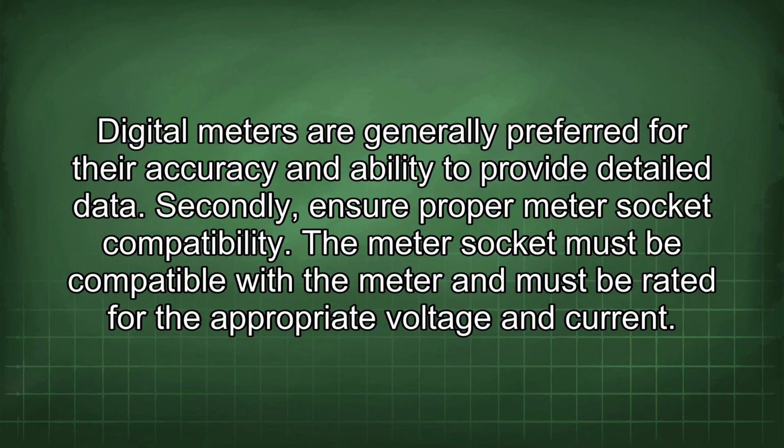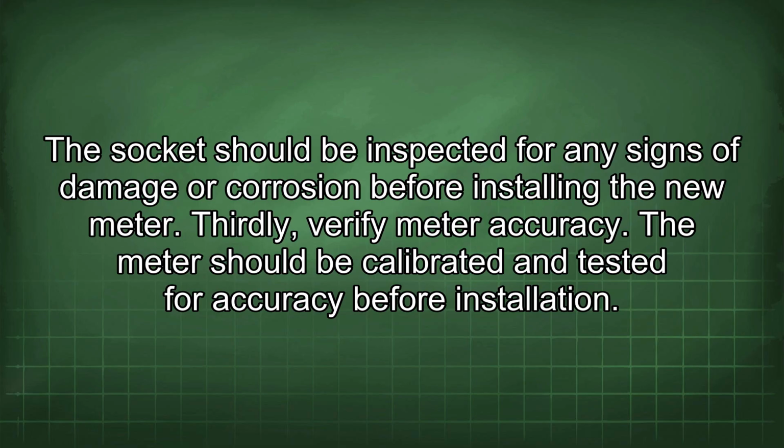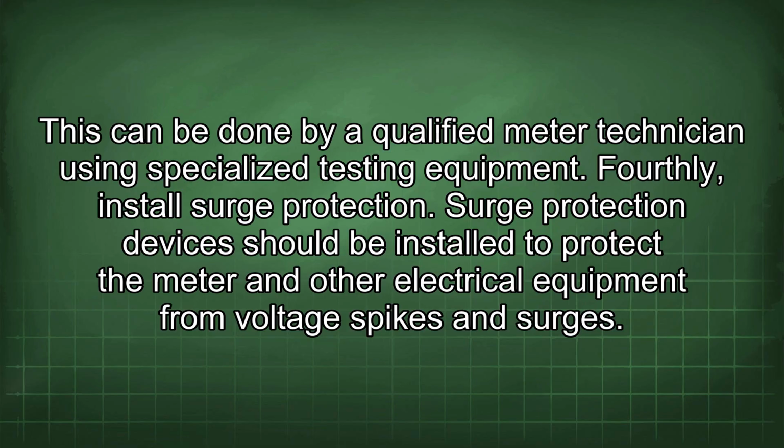Secondly, ensure proper meter socket compatibility. The meter socket must be compatible with the meter and must be rated for the appropriate voltage and current. The socket should be inspected for any signs of damage or corrosion before installing the new meter. Thirdly, verify meter accuracy. The meter should be calibrated and tested for accuracy before installation. This can be done by a qualified meter technician using specialized testing equipment.